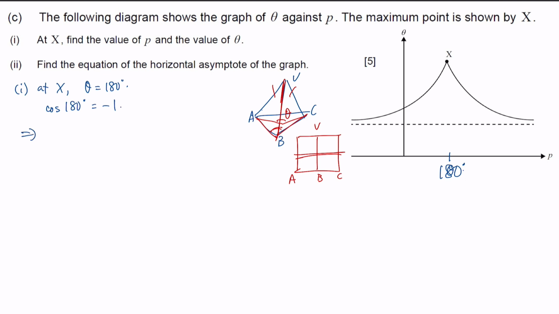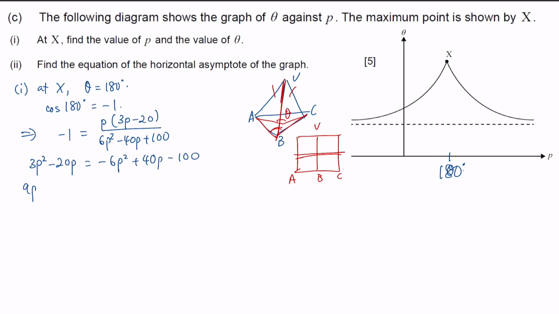So what I'm going to do is solve this equation: -1 equals P times (3P minus 20) over 6P squared minus 40P plus 100. So 3P squared minus 20P equals minus 6P squared plus 40P minus 100. So 9P squared minus 60P plus 100 equals 0.